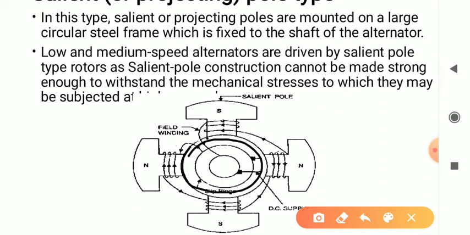And this construction of the rotor cannot be made strong enough to withstand the mechanical stress at high speed, and because of that, this type of rotor is usually used in the alternators which are running at either low or medium speed. So that's why the salient or projecting pole type of rotor is usually used in either hydro generators or the engine driven generators.